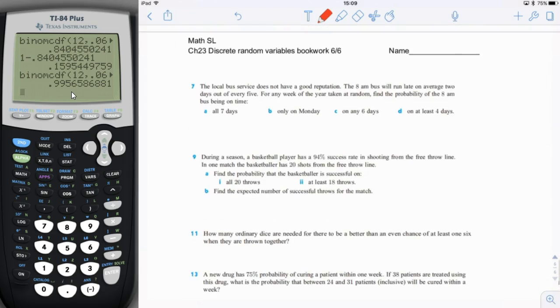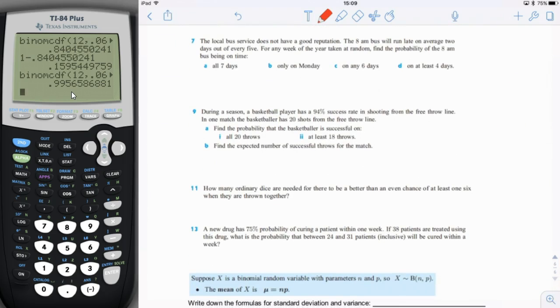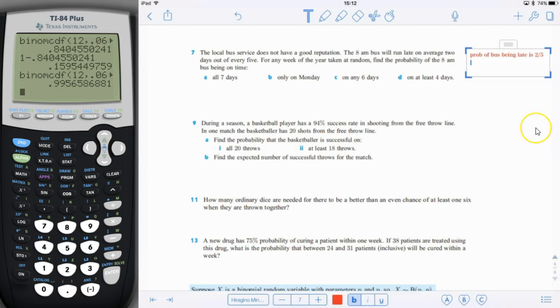Number 7. The local bus service does not have a good reputation. The 8 a.m. bus will run late on average 2 days out of every 5. For any week of the year taken at random, find the probability of the 8 a.m. bus being on time. They actually give us the probability of the bus being late as 2/5, which is also known as 0.4, right? But the probability that they're asking for is the probability of the bus being on time. So we're going to define success as the probability of being on time on 1 day, and that is going to be 3/5, which is also equal to 0.6, okay?